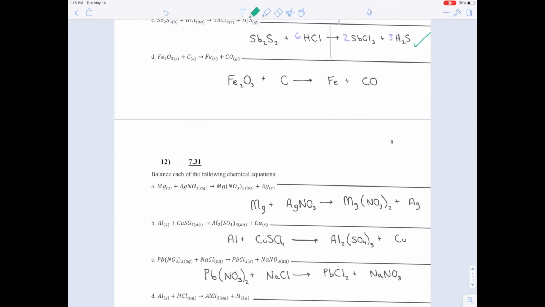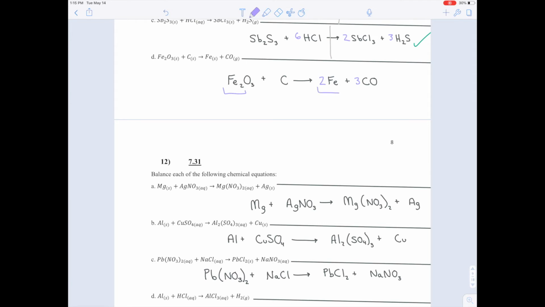All right, how about D? One element at a time. So first, how many irons do we have on the left? 2. How about the right? Just 1. So what do we multiply the smaller number by to get the larger? What can you multiply 1 by to give you 2? 2. Okay, next, oxygen. How many oxygens do we have on the left? 3. How many oxygens do we have on the right? Just 1. So what can I multiply the 1 by to give me 3? 3. All right, every time you add a number, go back and check.